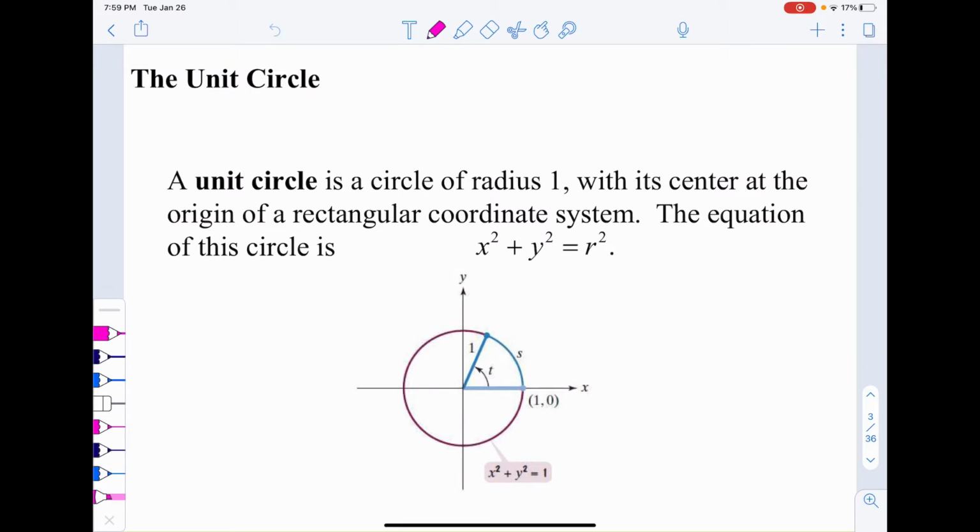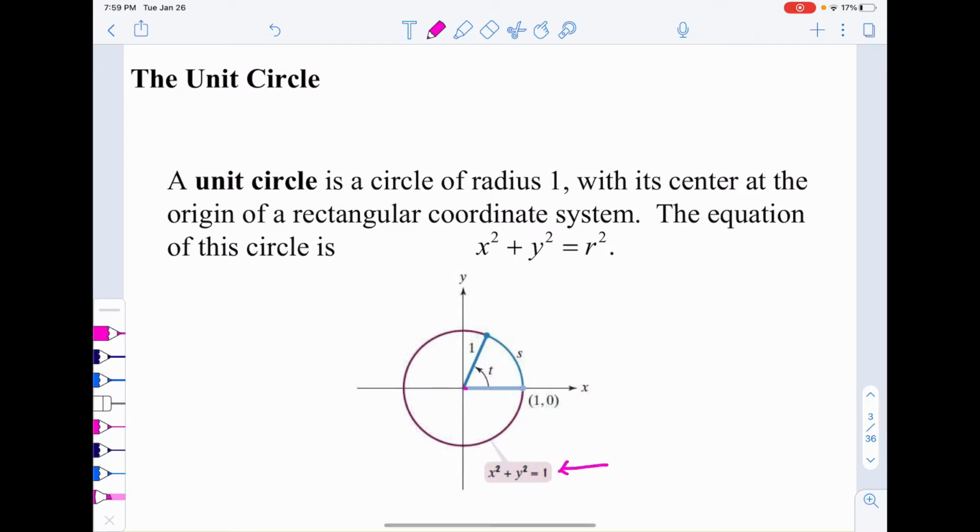So our unit circle is a circle of radius 1 with its center at the origin of a rectangular coordinate system. The equation of this circle is x squared plus y squared is equal to r squared. That's your basic equation of a circle. So we're in our xy coordinate plane. They're telling us that that radius is 1 unit. So if you look down at that bottom equation, how they have that filled in, that would be x squared plus y squared is equal to 1. Our radius of 1 squared gives us that value of 1.